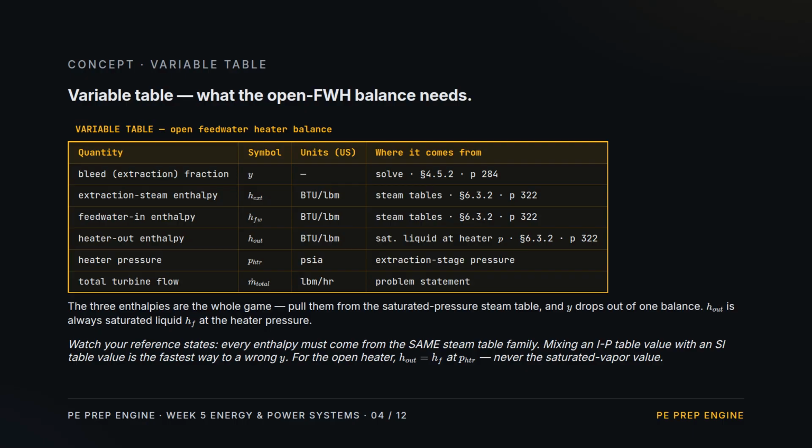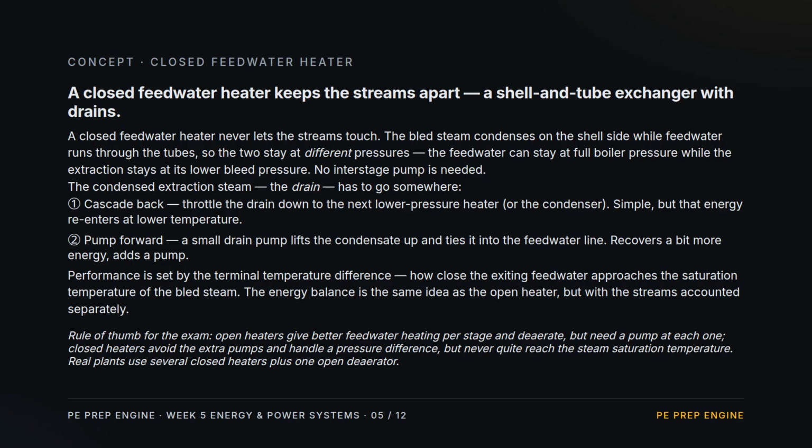One caution, every enthalpy must come from the same table family. Don't mix an IP value with an SI value. A closed feedwater heater keeps the streams apart. It's a shell and tube exchanger.